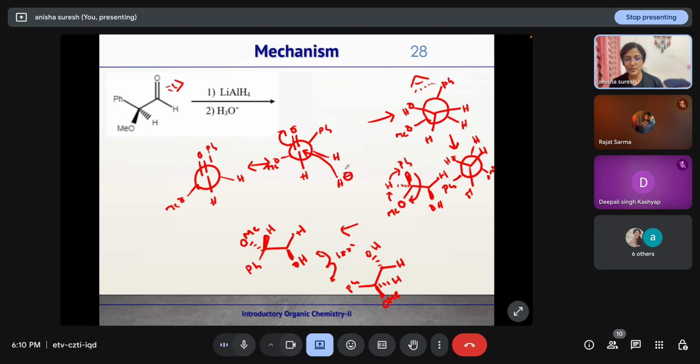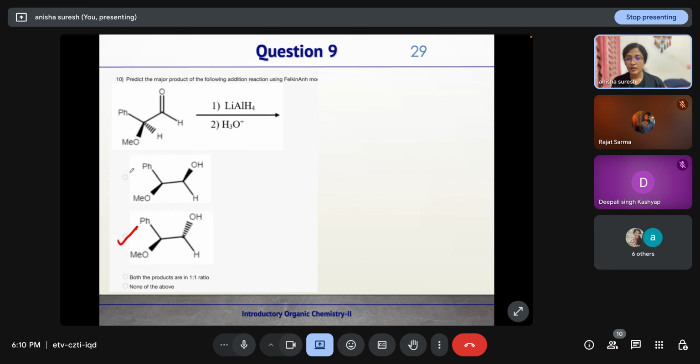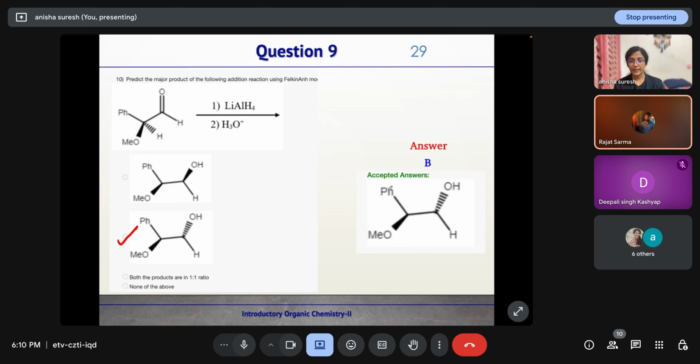My pen is having some sort of issue, that is why the figures are coming a little bold. So you have got it right, how the structure is coming? Option B will be the right answer. Here the methoxy group will be coming perpendicular to the carbonyl group. Accordingly, you have to draw the Newman projection, and then the hydride will be coming and attacking from the less hindered side, and it will result in the formation of this as the final product. Clear? Okay.